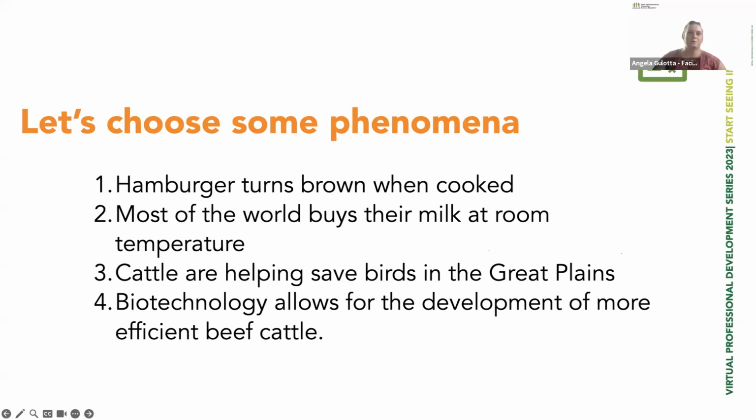So here are 4 potential phenomenon that we could explore this evening a little bit more. And we just wanted to not be the ones to select and pick. We are going to have a Zoom poll that's going to pop up in just a moment, and then you can choose the phenomenon that most interests you. Tonight, we will be discussing the top 2. So again, you have the option of the hamburger meat turns brown when it's cooked. Most of the world buys their milk at room temperature. Cattle are helping save birds in the Great Plains, and biotechnology allows for the development of more efficient beef cattle.